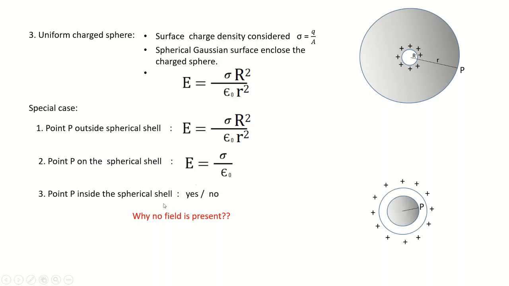Now, as per the diagram we have considered, if point P lies inside the charged sphere, it will seem as if this. The Gaussian surface now encloses a space which does not enclose any charged bodies, because all the charges lie on the outside surface of this sphere. In this gray area Gaussian surface, no charge is present, hence no electric field will be present.